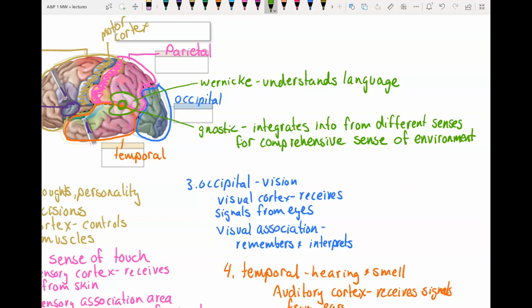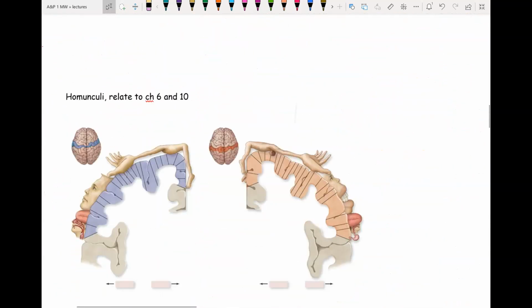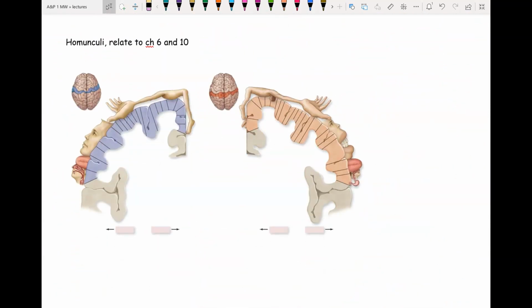Now we're going to look a little more at the motor cortex of the frontal lobe and the somatosensory cortex of the parietal lobe. So if you come here, this ties back to chapter 10 and chapter 6. Here on the motor cortex, this goes with what we learned in chapter 10. And here with the somatosensory cortex, that ties back into chapter 6.